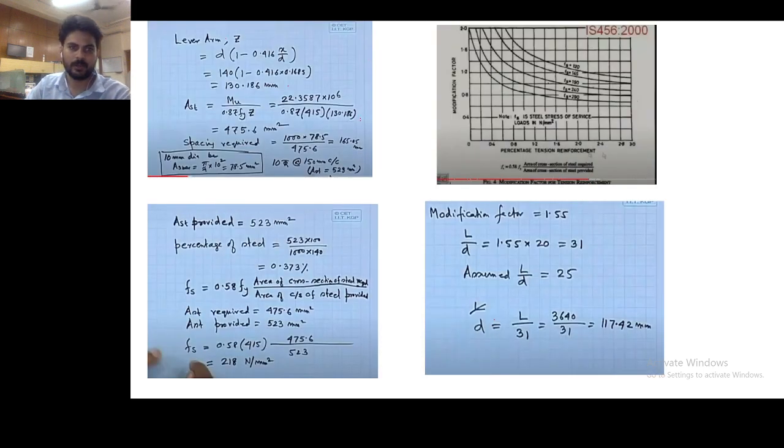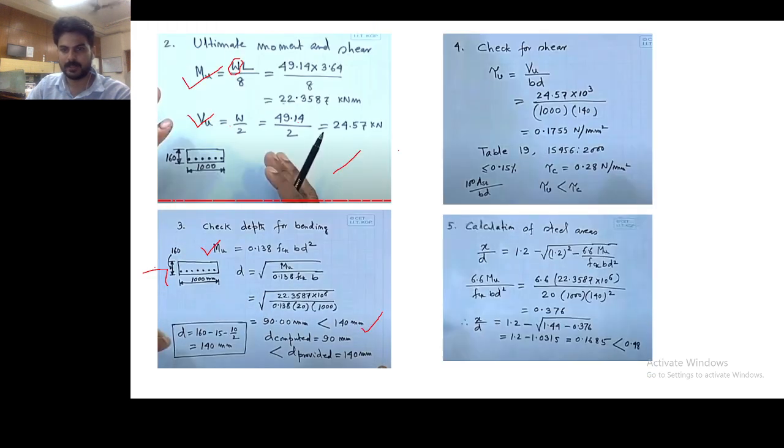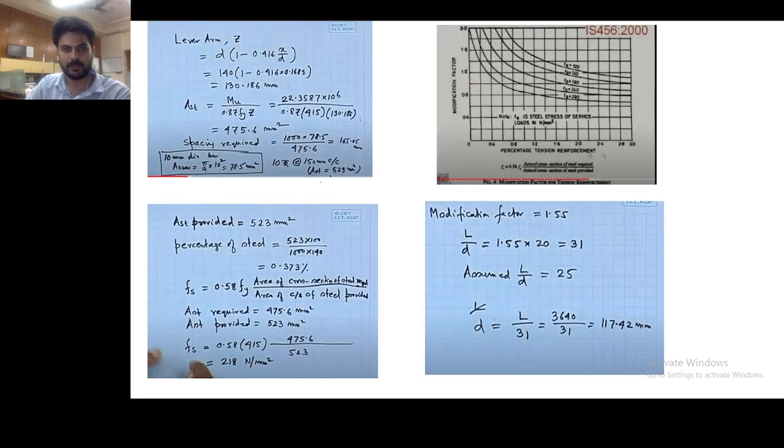And then we will calculate the lever arm. So lever arm can be calculated as D in bracket 1 minus 0.42 directly we can write, and X by D. So X by D we have calculated already here. That we have put here. So we got the lever arm to be 130. So AST directly formula we know, mu by 0.87 Fy and lever arm. So by putting that, we got the AST.